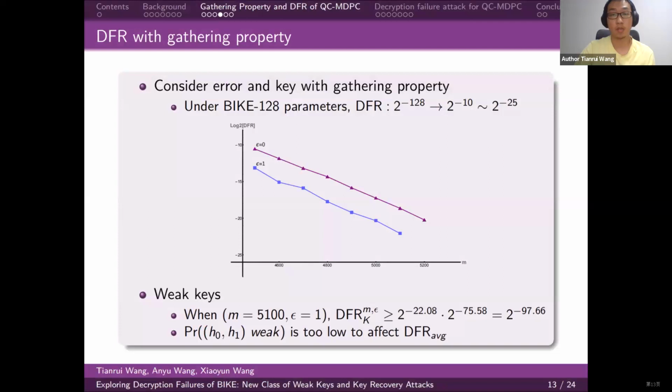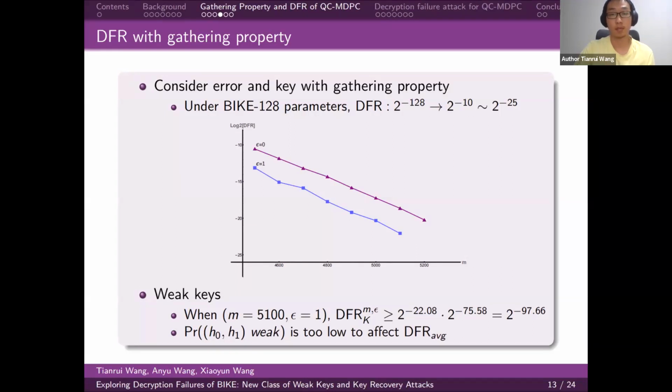Then we made some experiments on the DFR with both E and K satisfying the guiding property. We varied the value of m within the range of 4,500 to 5,200 and epsilon 0 or 1. The x-axis represents the parameter m and the y-axis reflects the logarithm of DFR. Under the BIKE 128 parameters, we can observe a DFR in this interval. 2 to the power of minus 25 is much higher than 2 to the power of minus 128.